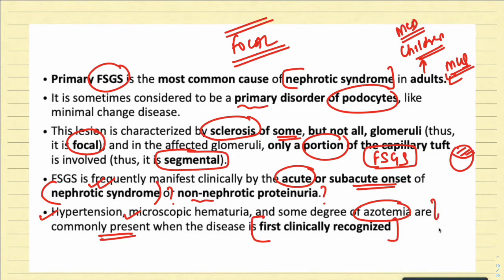Now all these features, is it a feature of nephrotic syndrome? Hypertension, hematuria or azotemia, is it a feature of nephrotic syndrome? This is a feature of nephritic syndrome, but some of the patients might show these signs, symptoms as well. Is this point crystal clear to everyone?